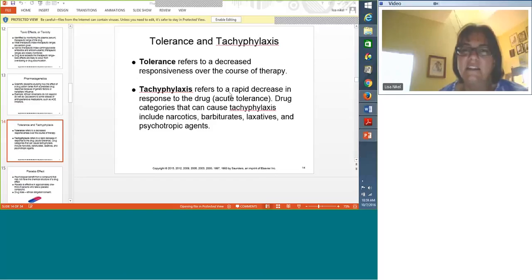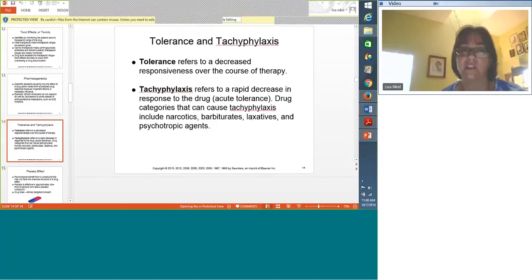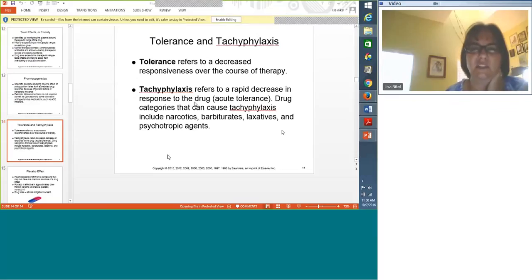Tachyphylaxis is a rapid decrease in response to the drug. So it's basically what we call an acute tolerance. Drug categories that cause tachyphylaxis can include narcotics, barbiturates, laxatives, and certain psychotropic or antipsychotic medications. So this is when you had a drug that was working and then all of a sudden the client needs a significantly higher dose to get the job done over a short period of time, whereas tolerance refers to over the course of therapy.